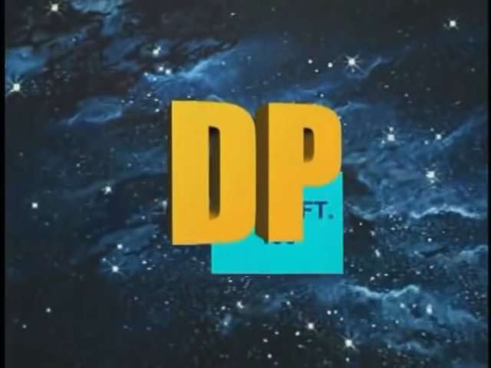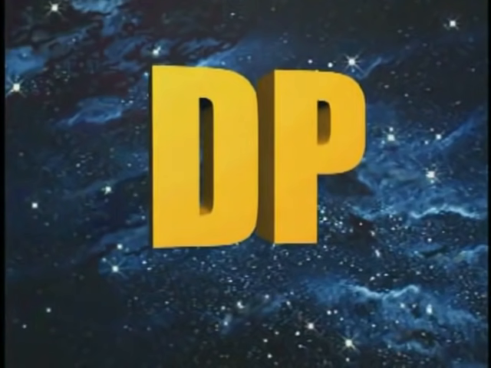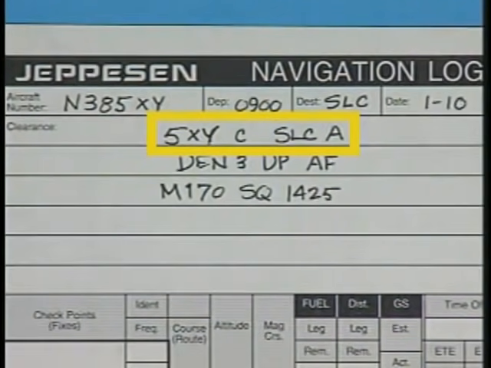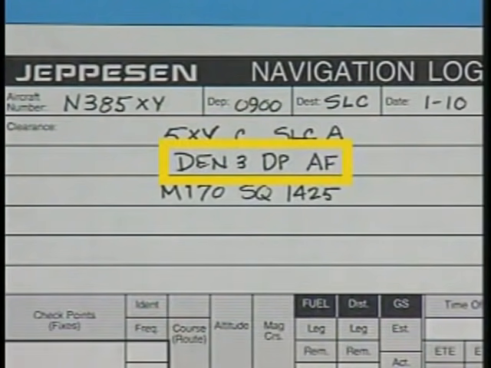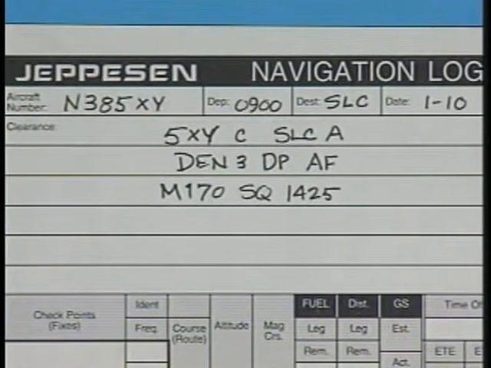This is what the clearance might sound like if you received it with an instrument departure procedure. Cessna 385 X-Ray Yankee cleared to the Salt Lake City Airport, Denver 3 departure then as filed. Maintain 17,000, squawk 1425. Notice that Denver 3 departure replaced several procedures in the previous clearance. This not only saves communication time, but makes it less likely you'll receive a clearance you don't understand.